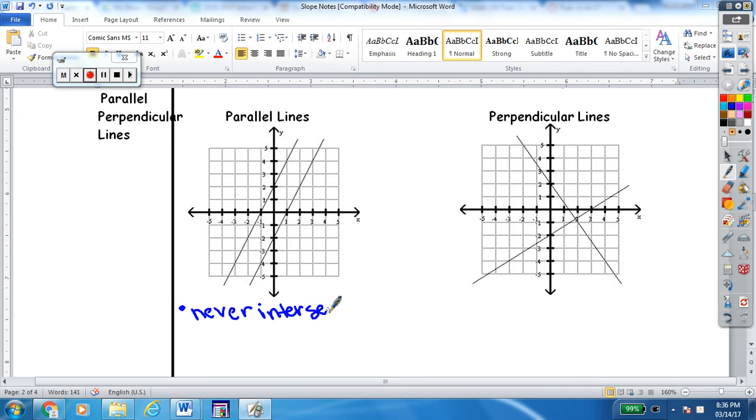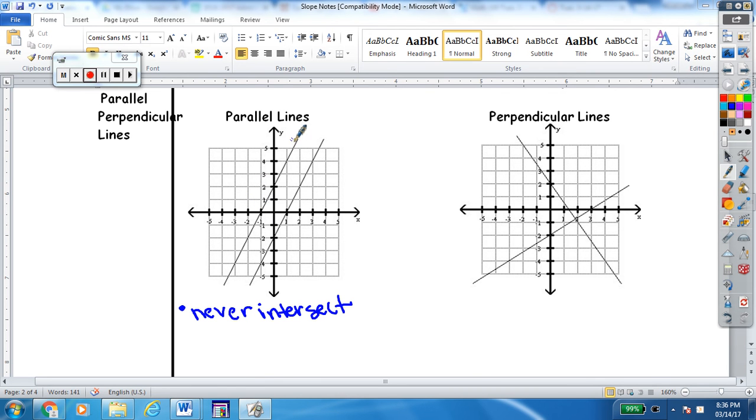And we actually talked about this before in the previous unit on geometry, where we had parallel lines cut by a transversal. But in this case, these lines don't have a transversal. They simply are 2 lines that never intersect. And what we're going to do is play around with them and compare their slopes to see what happens.